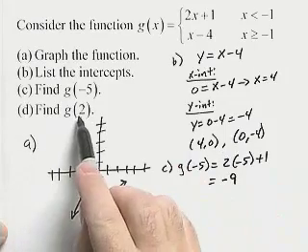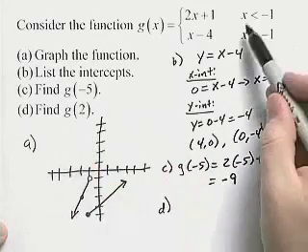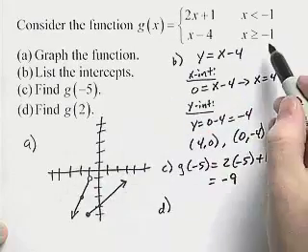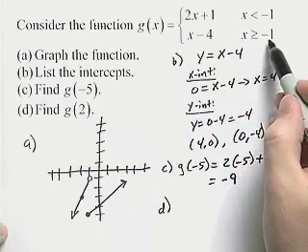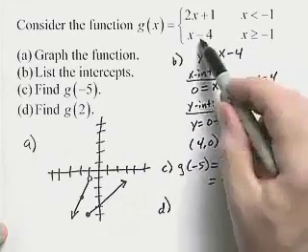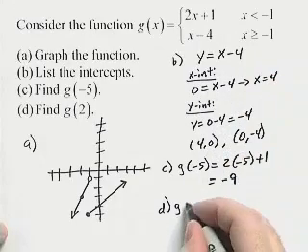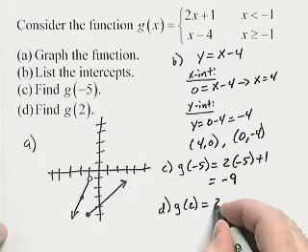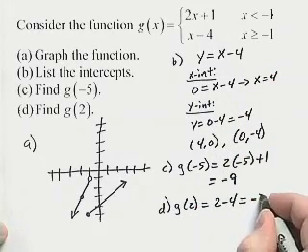Part D, we want to find g of 2. So again, we come up to our domains and find out where x is equal to 2. 2 is greater than negative 1, so we're using this second piece. So g of 2 is equal to 2 minus 4, which is equal to negative 2.